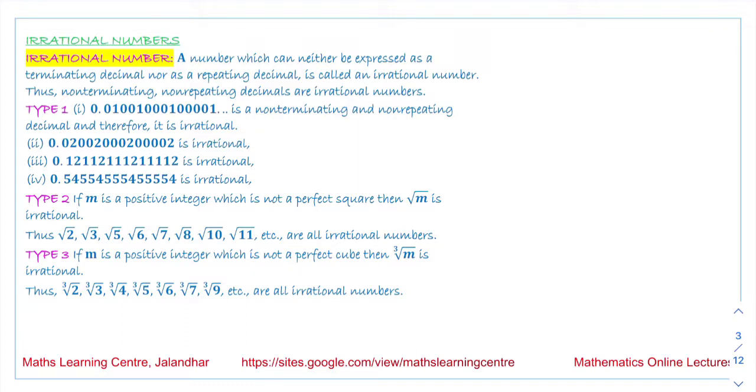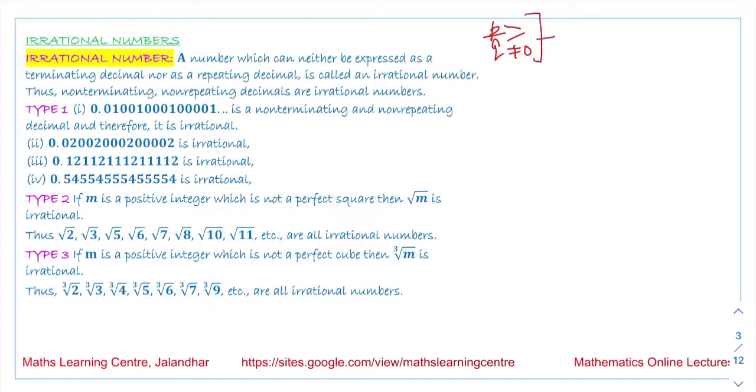In the previous lecture we have seen the definition of rational number, and the definition was the number which can be expressed in the form of p by q, where p and q are integers and the value of q is not equal to 0. This was the definition of rational number.